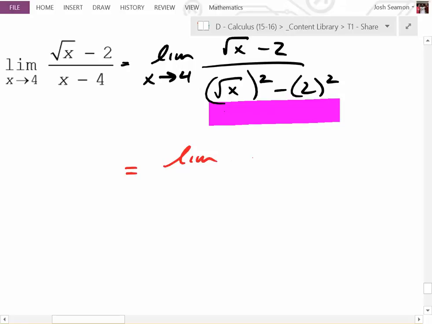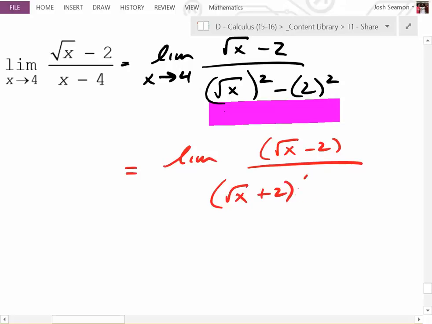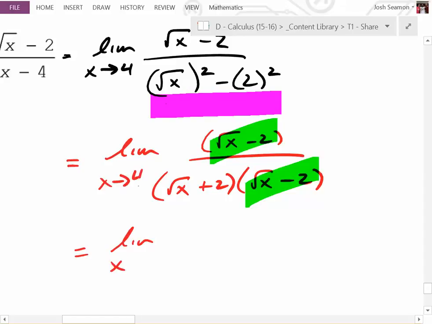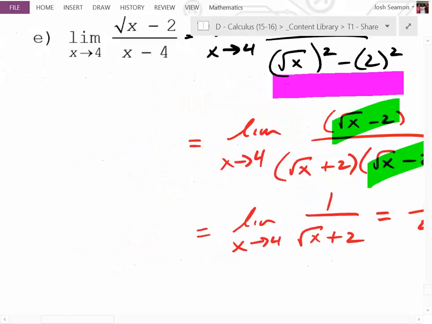The limit of the square root of x minus 2 over what? Square root of x plus 2 times the square root of x minus 2. What cancels? Oh, that's gone. Leaving you with the limit as x goes to 4. Was it 4? Yeah. Of 1 over the square root of x plus 2. What's that going to go to? 1/4.